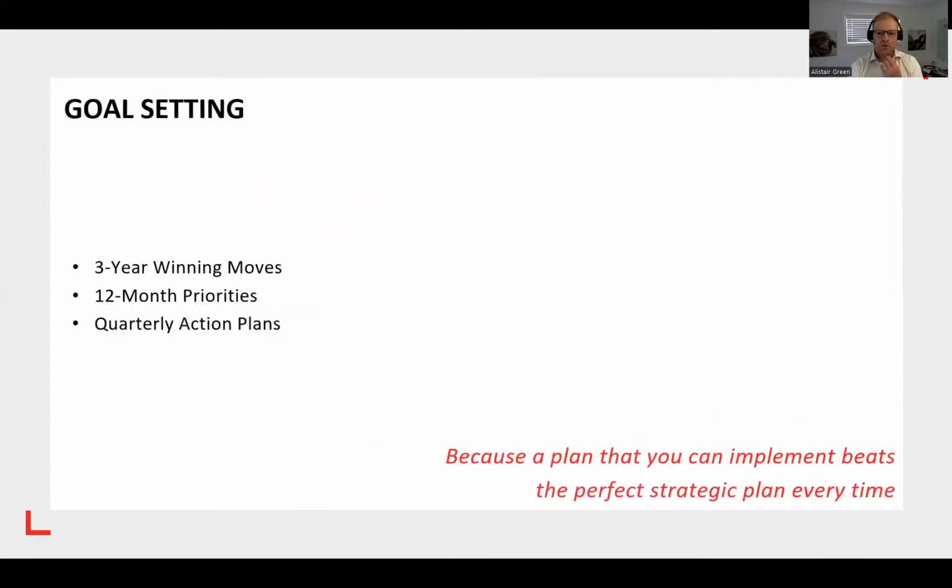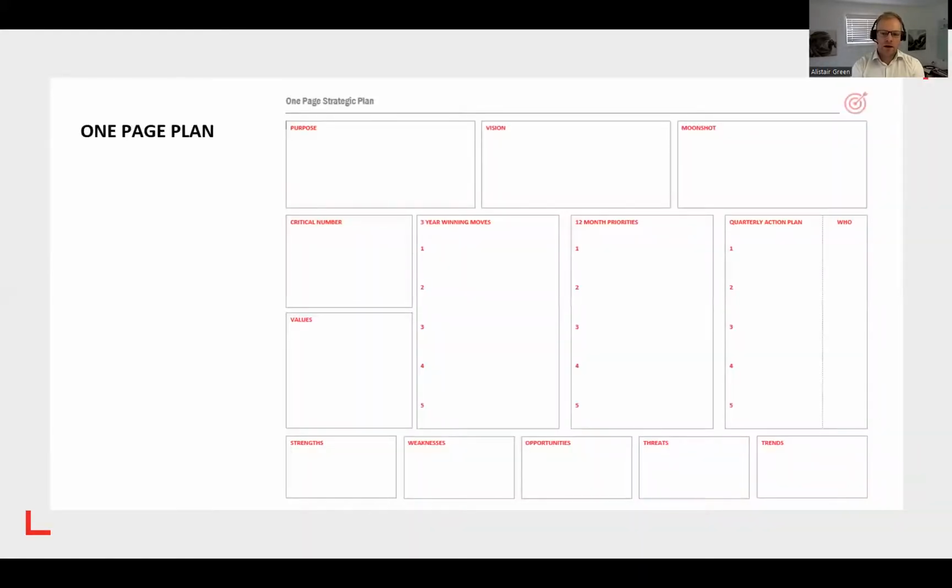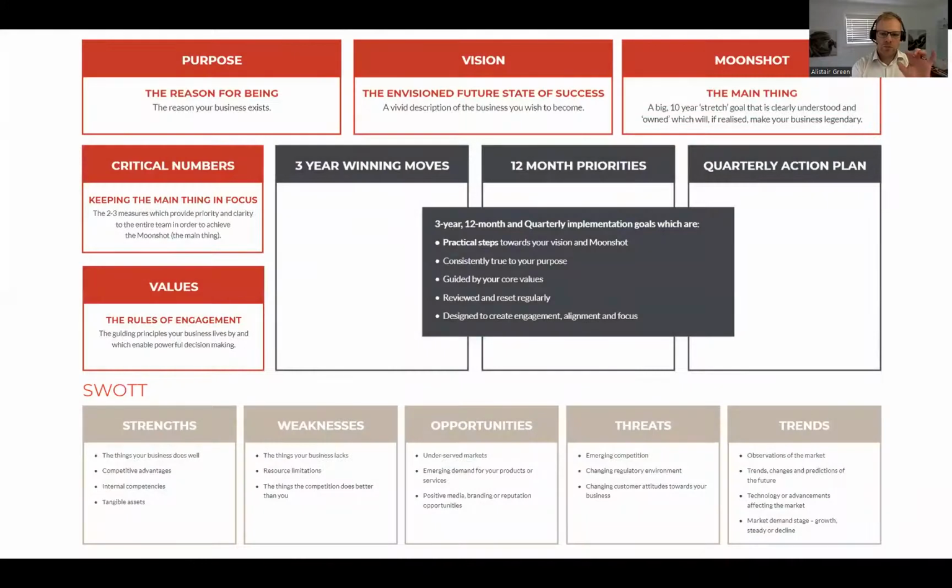I'm going to race through a couple of these things. Goal setting is about 3-year winning moves, 12-month priorities, and quarterly action items. This is how you chunk down your strategic plan. The one-page plan we've already had a look at. This slide is just showing you the explainer that you've got. The red parts are the high-level leadership job. The grey down the very bottom, the SWOT, and there's an extra T on that, trends. Make sure you see that part. And then the black is the plan in the middle.